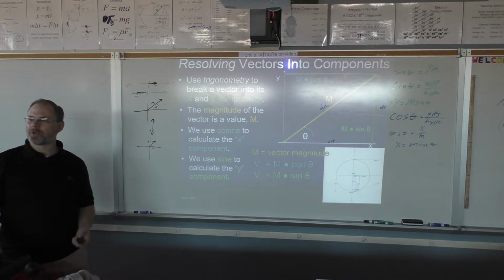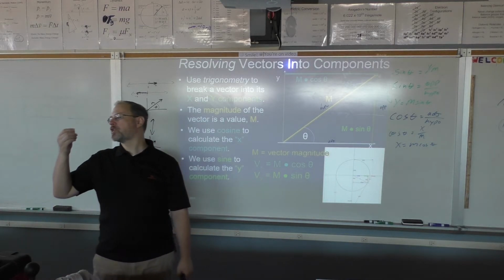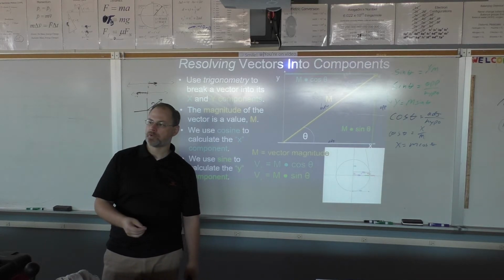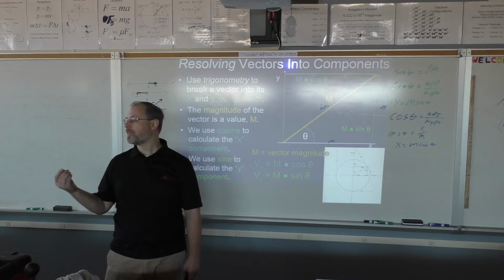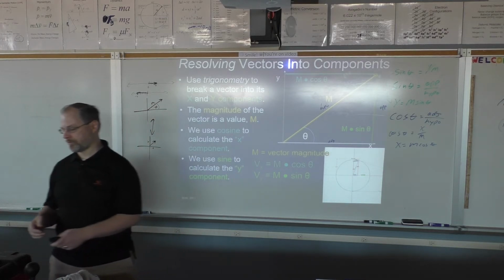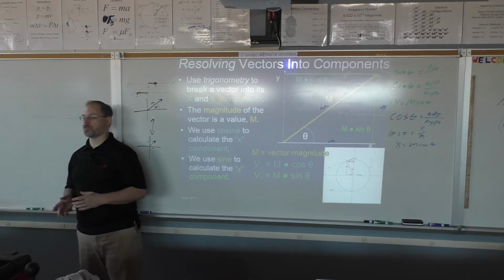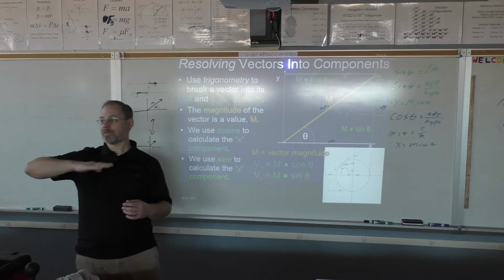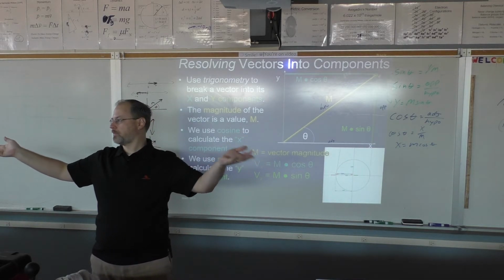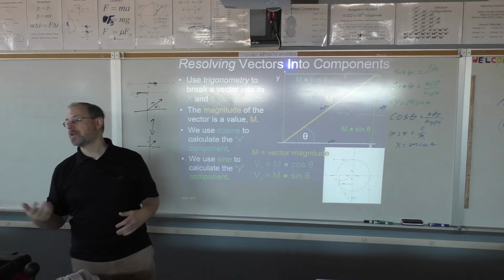So why is this important? It's important because you can take the components and then you can add them: add the x component of one vector to the x component of another vector, and add the y component of one vector to the y component of another vector. Why do you have to do this? Because the single most important concept in all of two-dimensional motion is that motion in the x and motion in the y are what of each other? Independent. They are independent of each other.